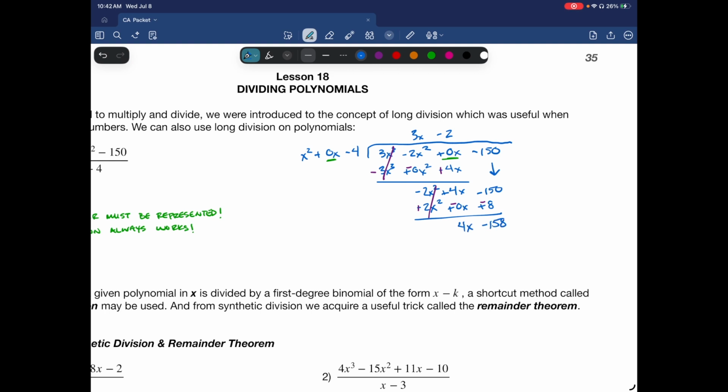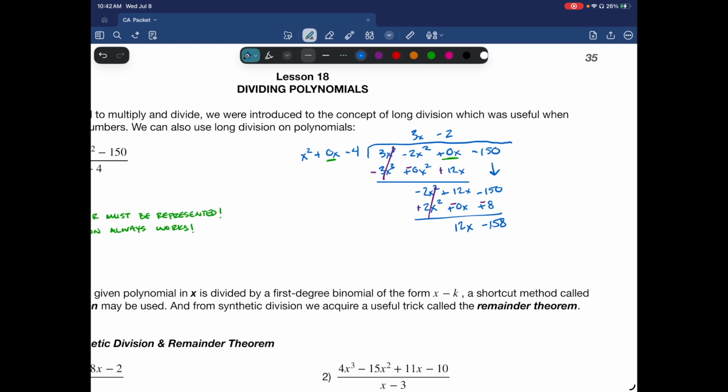All right. The good thing about polynomials when you divide is that when you're out of terms, you're done. Oops, I made a mistake way up here. 3 times 4 is 12. So that should have been 12x, which means this should be 12x.